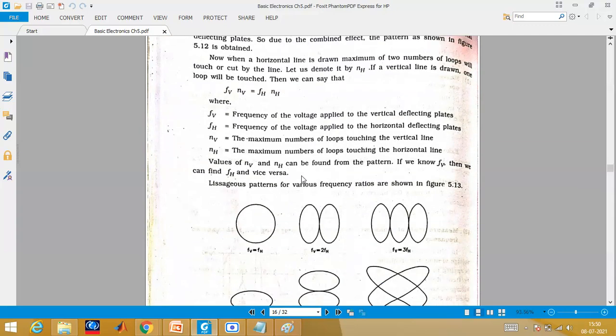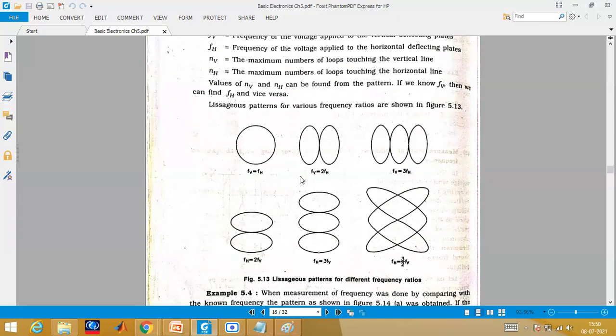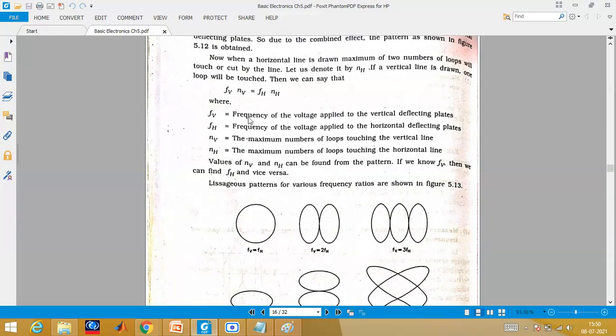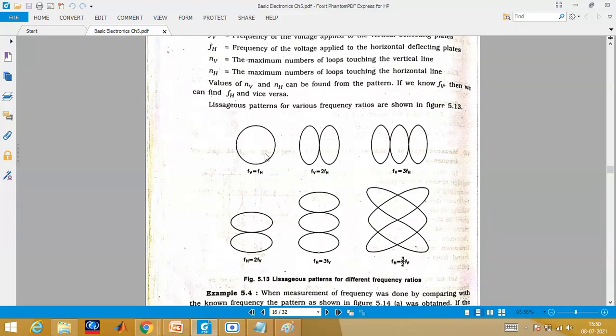Okay, some standards are given. Suppose you are getting a circular-like pattern, a Lissajous pattern, a circular shape on your CRO screen. That means FV is equal to FH. What does it mean? That means NV is 1, NH is also 1. This loop is the same, one only, right? So when it is 1, then your FV is equal to FH.